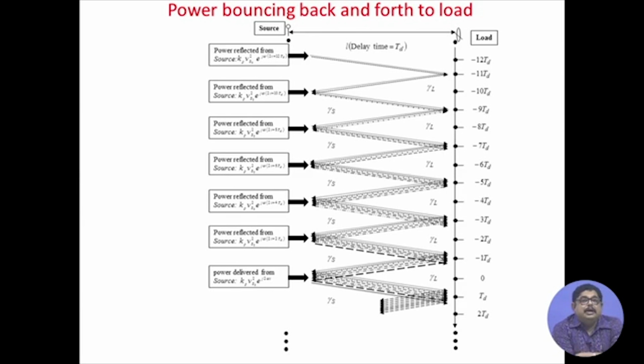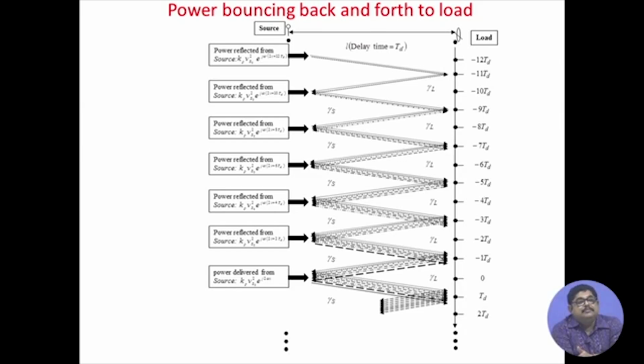Now, that reflected power comes back to the source, and will again see a mismatch, because there is a gamma S, a mismatch at the source. So again some power will be reflected and go back to the load, where it will face another reflection and come back, and so on. So there are infinitely many such waves going back and forth. At any instant, the total power arriving at the load consists of an infinite number of previous reflections, not only the most recent reflection.